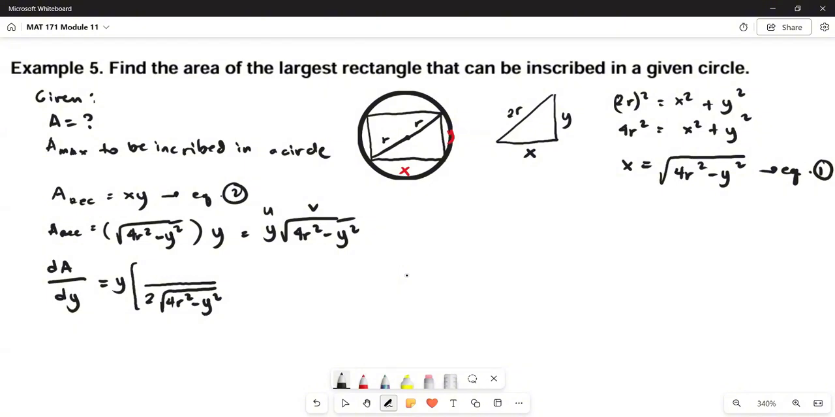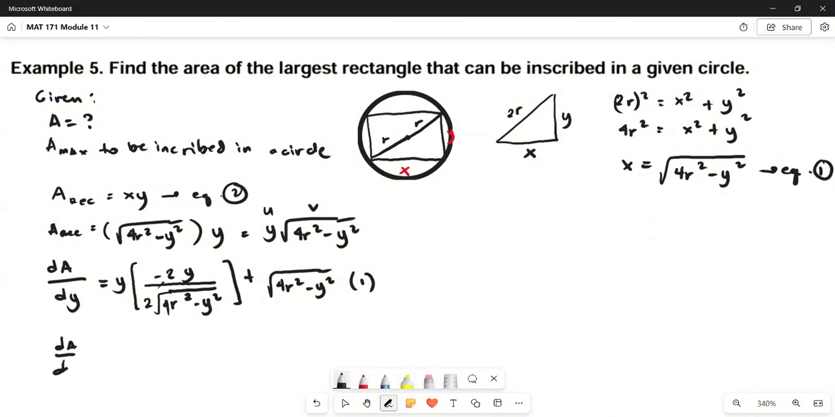Constant nga pala ito, so 0 na to. 0 na yan pag dinerivative. So meron kang negative y squared, yan ay negative 2y. Plus, square root of 4r squared minus y squared times 1, derivative ng y. Okay, simplify. Simplify lang natin yung nakuha nating value.